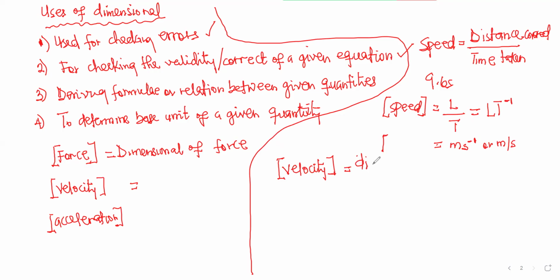So velocity is displacement over time. Displacement over time. Meaning, with this particular quantity, the direction is very important. And the moment you add direction to distance, it changes to displacement.